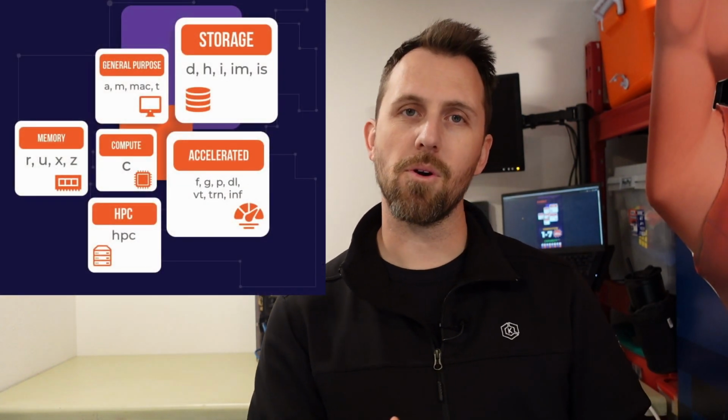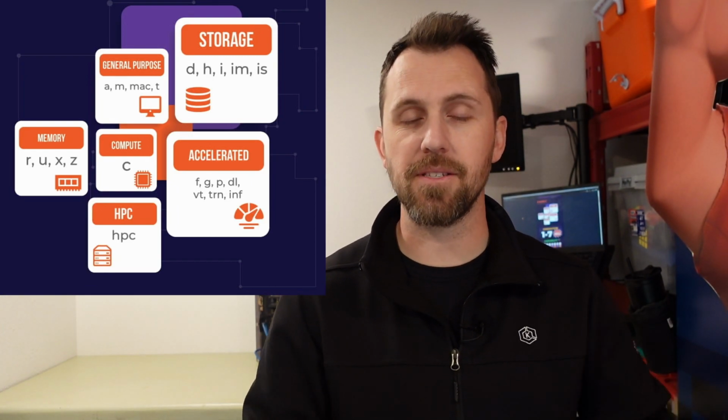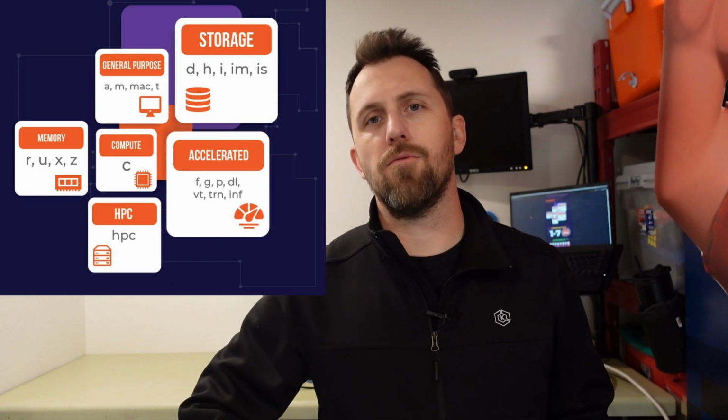Each one of those families is broken up into different types. Some of them have more than others, like the HPC family only has 1 type, HPC. The compute family only has 1, the letter C. The other ones will have different ones just based on what is needed. So each family is roughly going to tell you what type of workload is going to be running on it or what constraints the workload has.